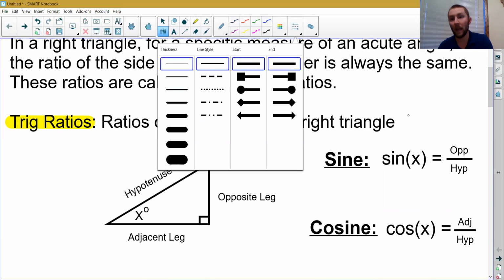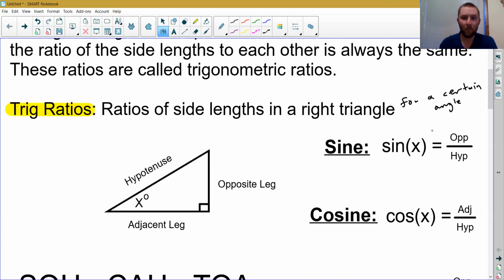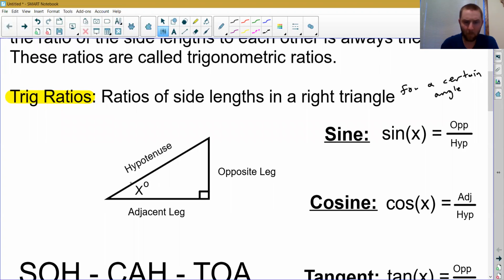Or for a certain angle. All right, so if we look at this example, this right triangle here, I labeled for us the angle x degrees. Okay, so this is sort of the angle that we're going to talk about. Angle x, we'll call it. Okay, so for angle x, each side of the right triangle has sort of a special relationship to that angle x.